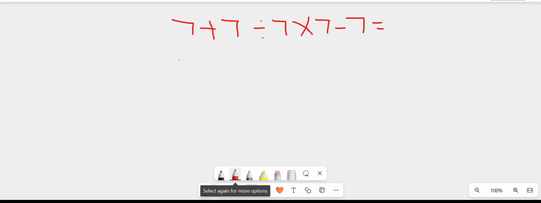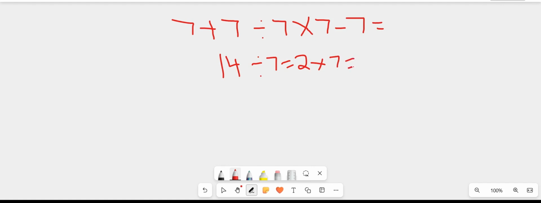A person who doesn't know the rule of operation will simply do 7 plus 7, 14. 14 divided by 7 equals 2. Then 2 into 7 will be again 14. Then 14 minus 7. So the answer you will get is 14 minus 7 equals 7. That is not the correct answer.